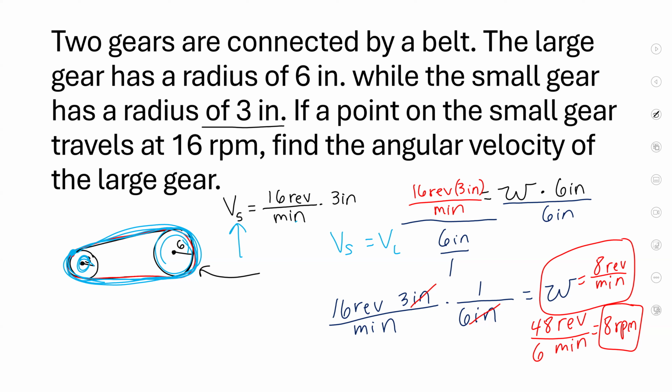And remember, it makes sense because omega is always your theta, which stands for your angular measure, over time, minutes. And we have 8 revolutions per minute.